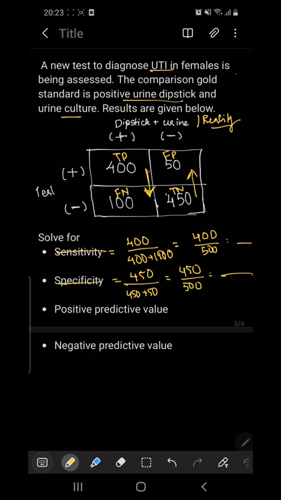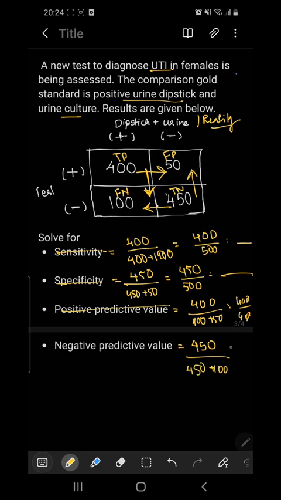Now, the positive predictive value goes to the right. Again, the truth is always on top. That is 400 on top divided by 400 plus 50. That is 400 divided by 450. Again, we get a point answer. And then finally, we have negative predictive value, which goes like this. Truth on top, 450 divided by 450 plus 100. That is 450 divided by 550.